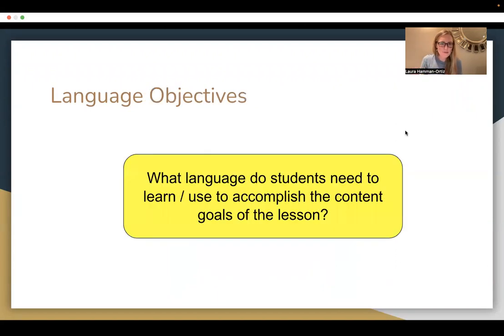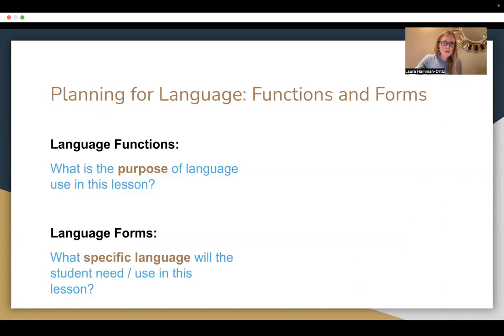So again, language objectives are answering this question: what is the language that students need to learn or use to be able to accomplish the content goals of the lesson? So how will students be using language so that they can engage with the content learning? And I always break up language into these two components, language functions and language forms. I think this is a helpful way to think about language objectives.